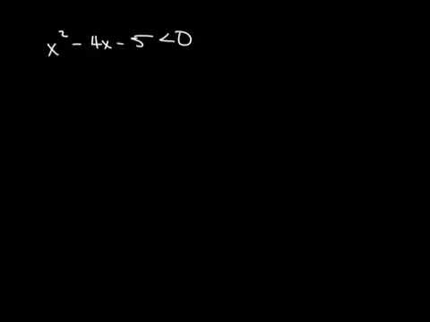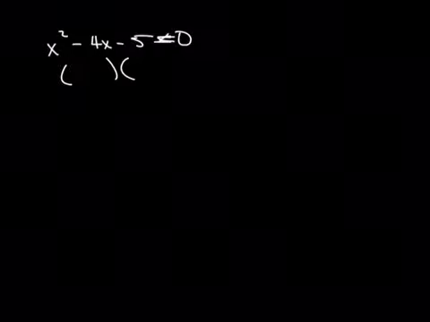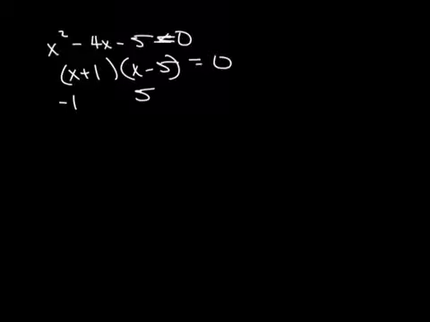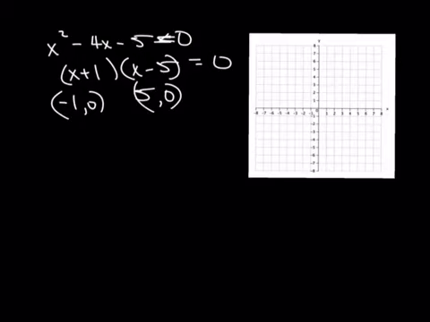Alright, so let's rewrite this as equals 0 there, and go ahead and solve it. Two binomials, and we get x plus 1, and we get x minus 5. So therefore our zeros are negative 1 and 5. The x-intercepts of the graph are negative 1, 0, and 5, 0. That's where it crosses the x-axis. So there's my graph, and let's put those on here just so I know where it crosses the x-axis.